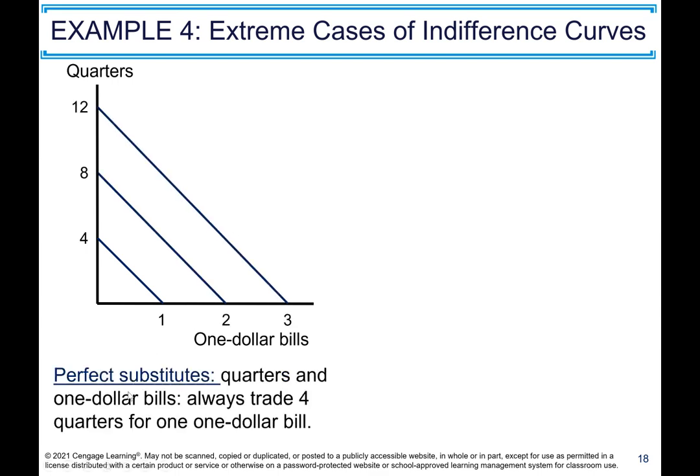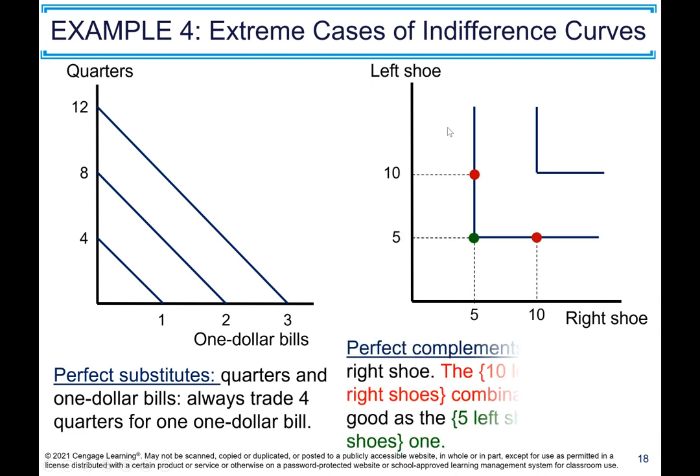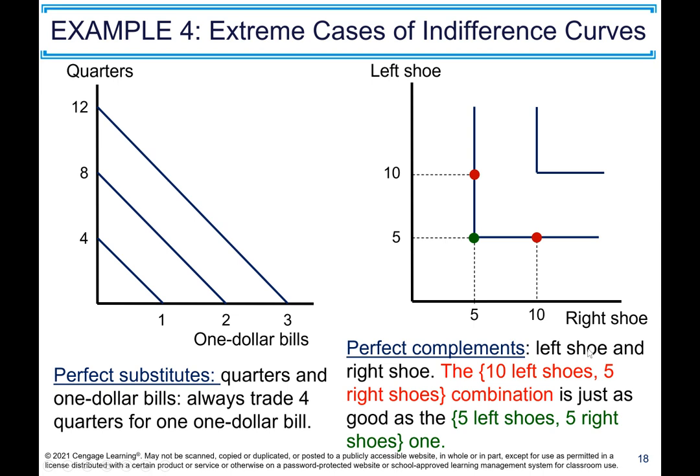So this is an example of perfect substitutes. Quarters and $1 bills always trade four quarters for a $1 bill. They're perfect substitutes. And here, right shoe and left shoe are perfect complements. The indifference curves are at right angles. With perfect complements, 10 left shoes and 5 right shoes is just as good as 5 left shoes and 5 right shoes.